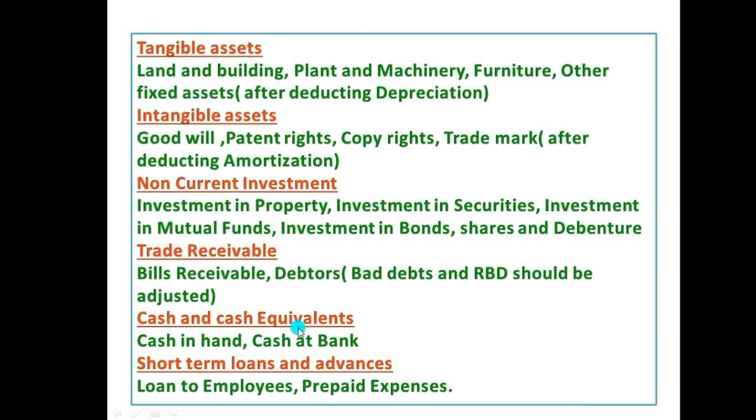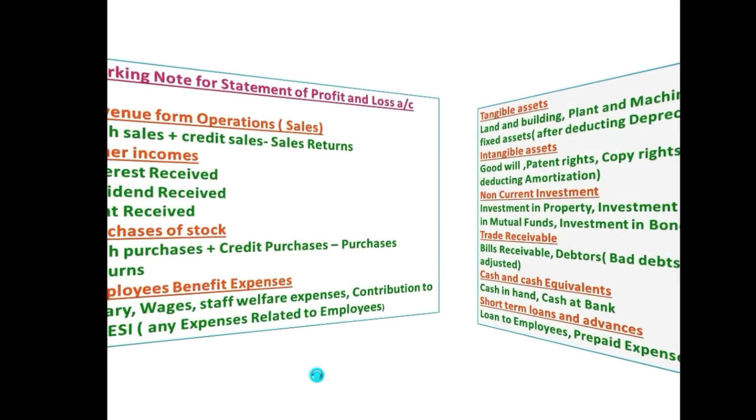Next is cash and cash equivalents. Cash in hand, cash at bank, even marketable securities which we can convert into cash within a short period, we should record. We should open the working note and we should record under this, and the total amount we should record in the balance sheet. Next is short-term loans and advances. Loan to employees, prepaid expenses or any other short-term loans given by the company. So we should open the working note for that and we should total here. This total we should record in the balance sheet.